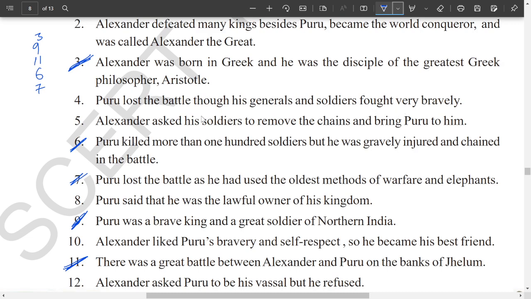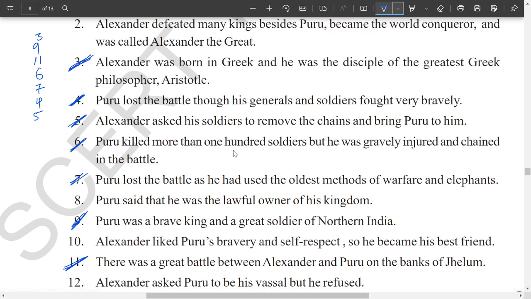So this is a little bit clear here. Puru lost the battle. So that is already done, right? Puru lost the battle. Okay, so here the fourth one can be included. Okay, 7-4. Next final one, what happened? Lawful cannot be used. Okay, so after defeat you can use this. After defeat, the soldiers of Alexander put this fellow Puru in the chains. So when he was in chains, Alexander asked the soldiers to remove the chains. Okay, we can use this.